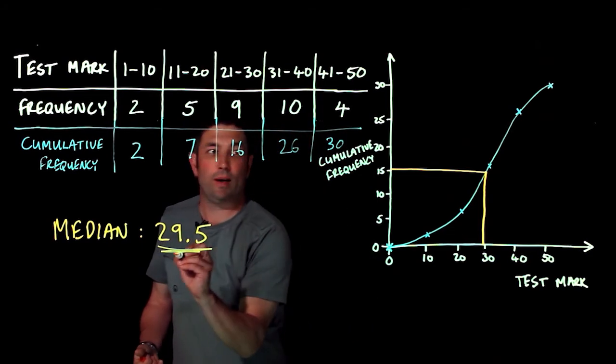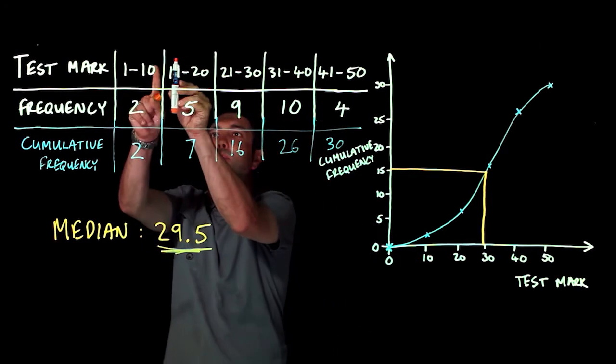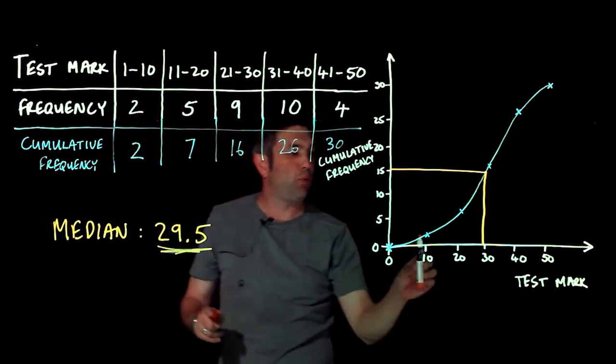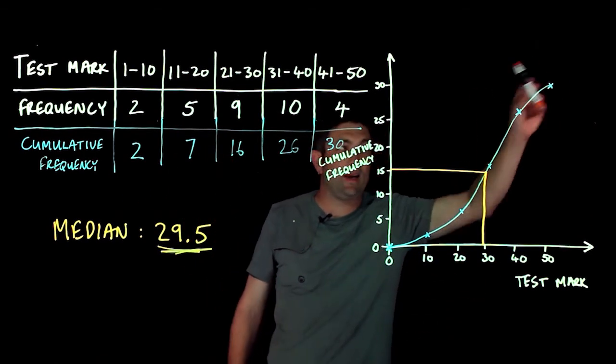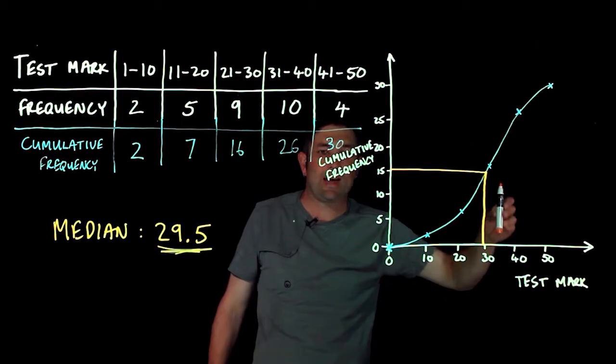But just be aware to plot at the top of the group. It's slap bang between 10 and 11, so I plotted 10.5 there. And we plot this. My graph is always heading upwards. It never comes back down again.